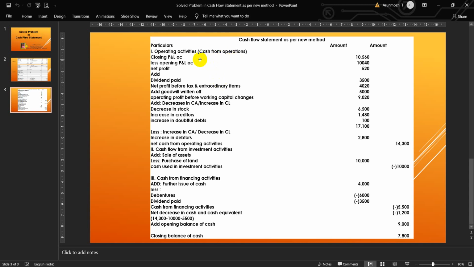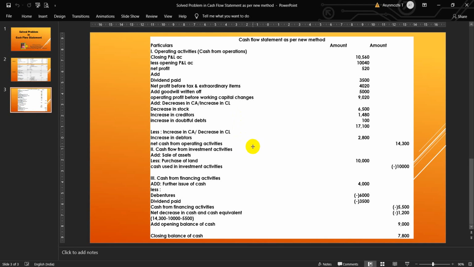Then with the closing P&L account, we take less opening P&L account. Net profit we have. To that we add dividend paid, net profit before tax and extraordinary items, and add goodwill written off. So you get operating profit before working capital changes. With that you add decrease in current assets and increase in current liabilities: decrease in stock, increase in creditors, then increase in doubtful debts. You get 100 rupees. So that comes to 17,100.